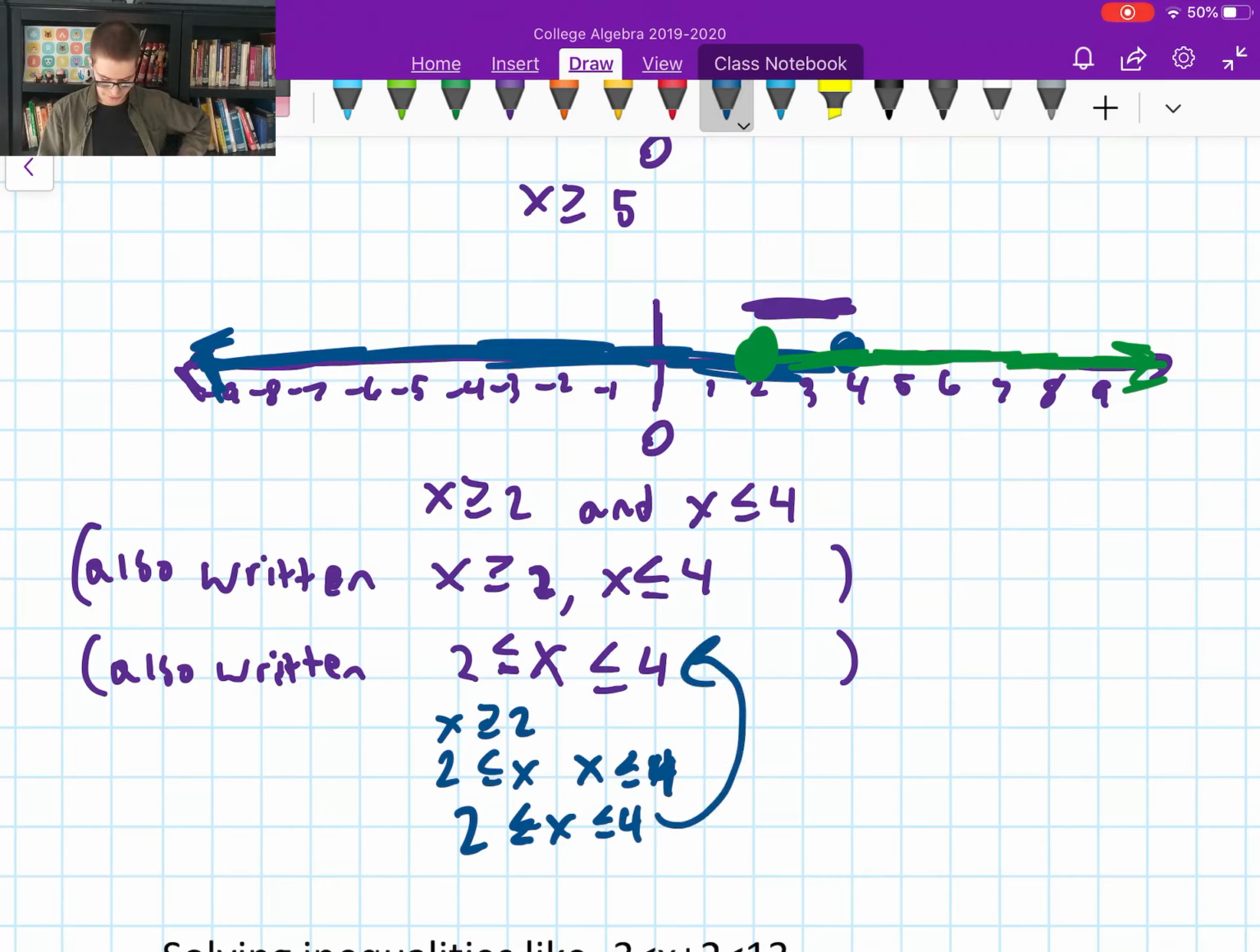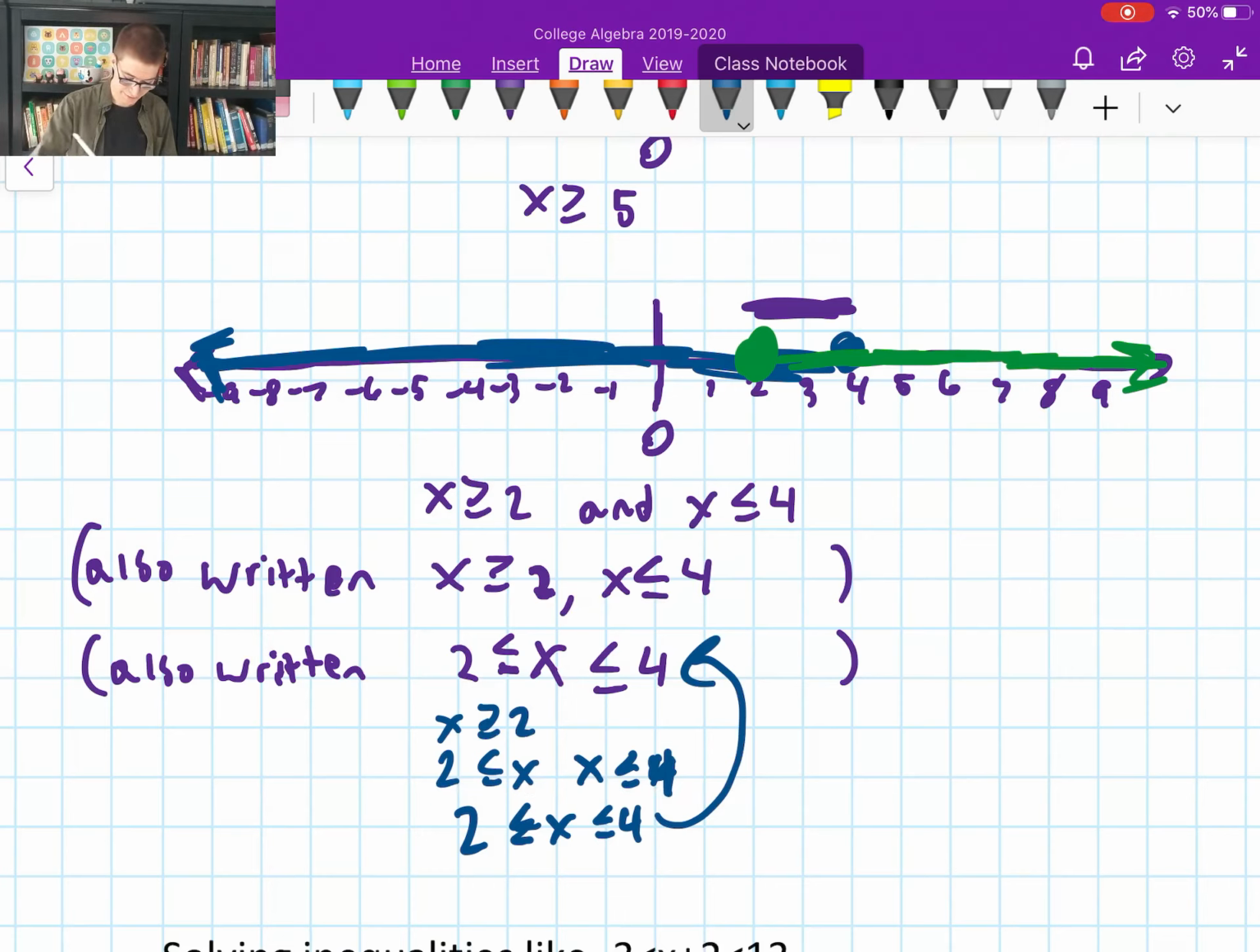So it could come in all these 3 different ways. This last one is usually the most official way. This is the most preferred way. So if you see something that looks like this, if you want to separate it in your mind, just separate it back into 2 equations: 2 is less than or equal to x, and x is less than or equal to 4. And then work from there. That helps me understand it a little bit better when I see something like that.